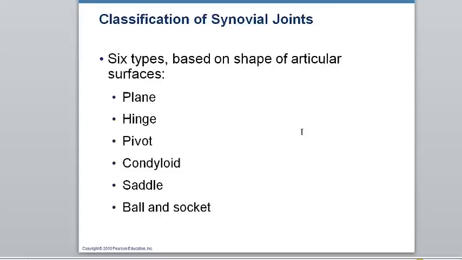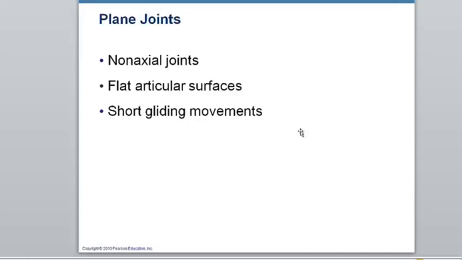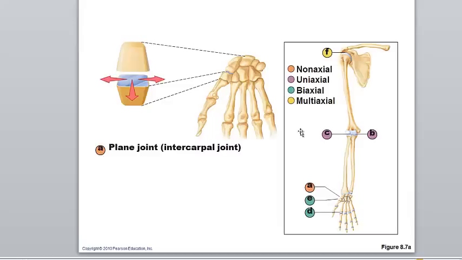Plain, hinge, pivot, condyloid, saddle, and ball and socket. All these types are based on what kind of articular surface the bones that meet together have. When you look at plain, it's non-axial movement. The bones that meet together in this joint are flat, hence only gliding movements are possible. Like we said, gliding movement of your carpal bones when you wave, that is a plain joint, and it is also a non-axial joint, and it gives the gliding movement itself.